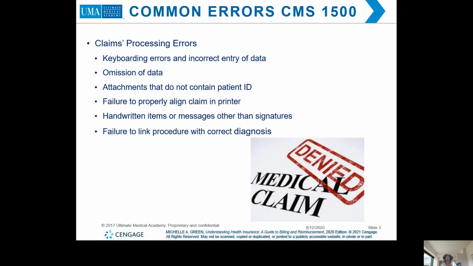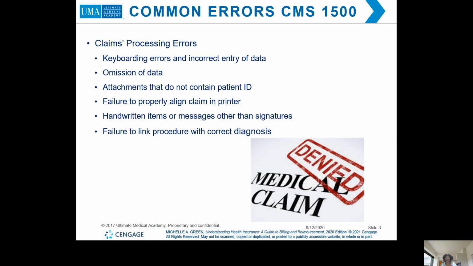Here we go with things for paper claims. If you don't align the printer properly and the data doesn't go in the blocks like it should, that would have been an error. Handwriting used to be horrible when we had to fill out claims by hand. It was just something you don't want to do anymore.